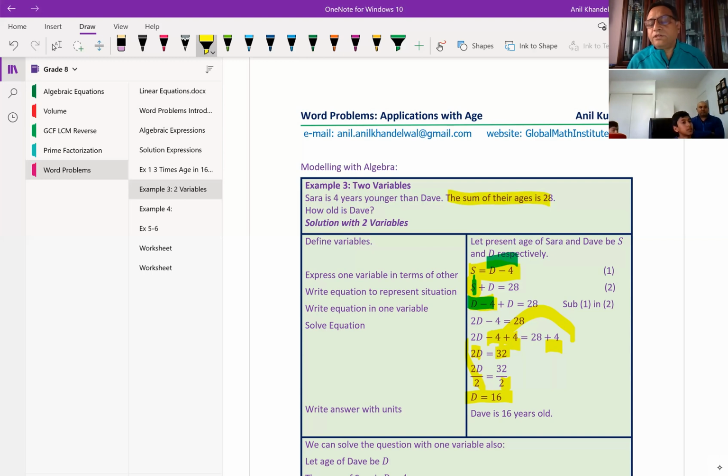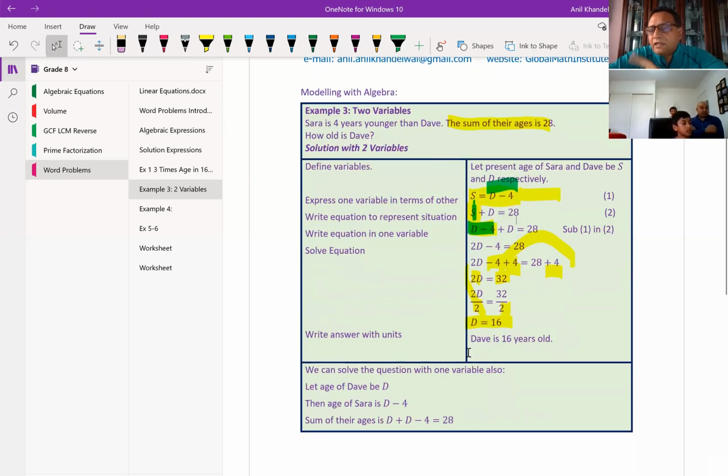You could have substituted back 16 in the very first equation. And 16 minus 4, which is 12, will be Sarah's age. Correct? Yes. Now, then you could also do this with a single variable. This is what I wanted to tell you here.